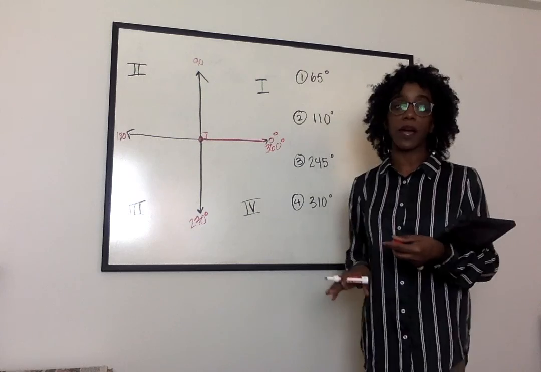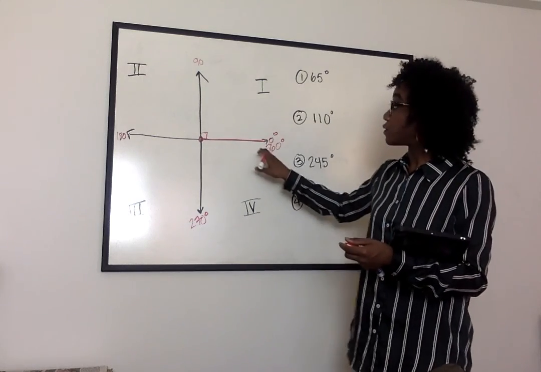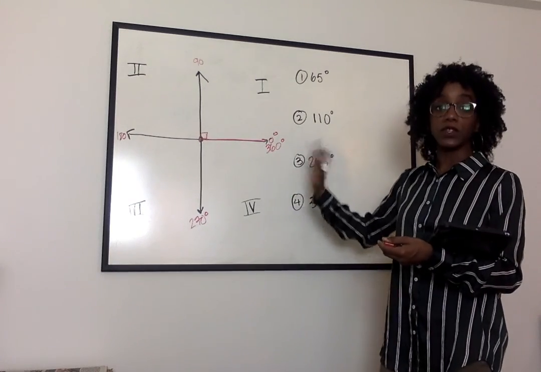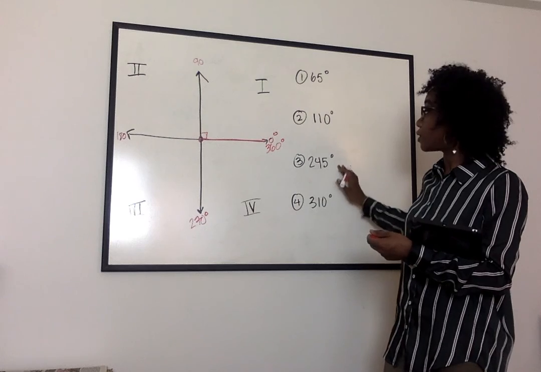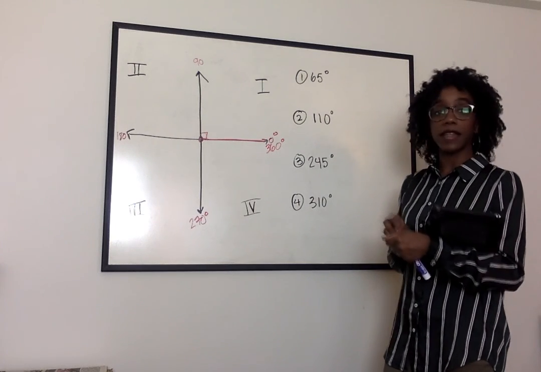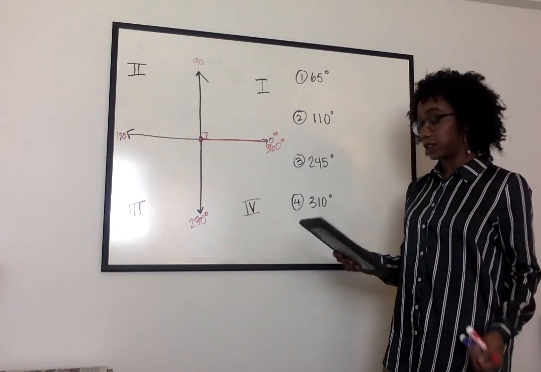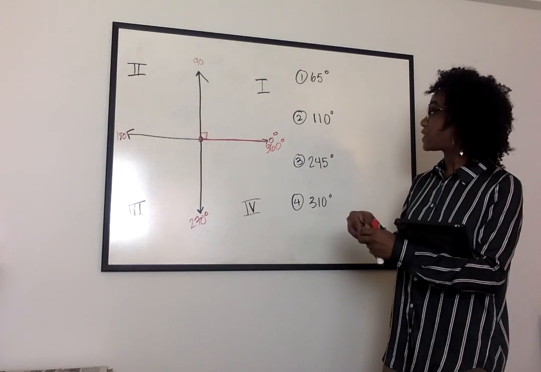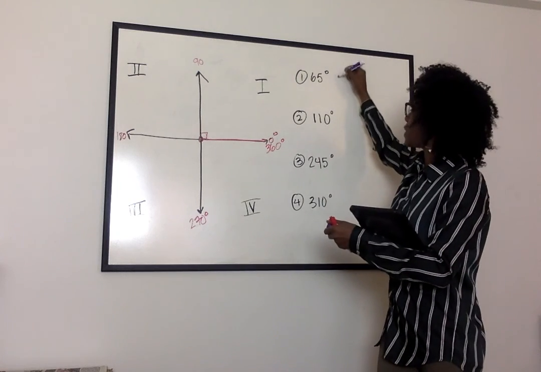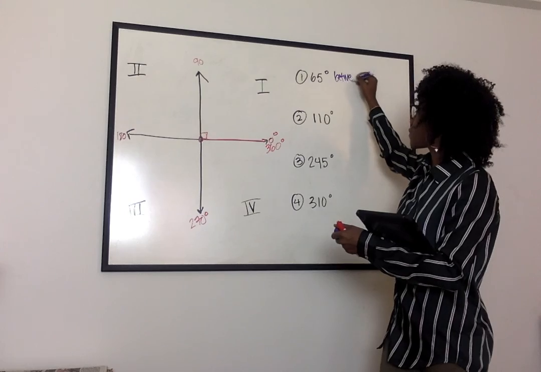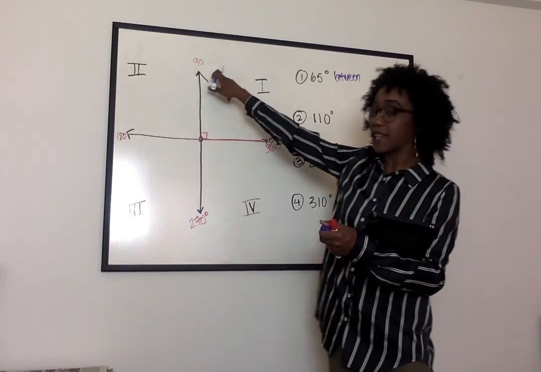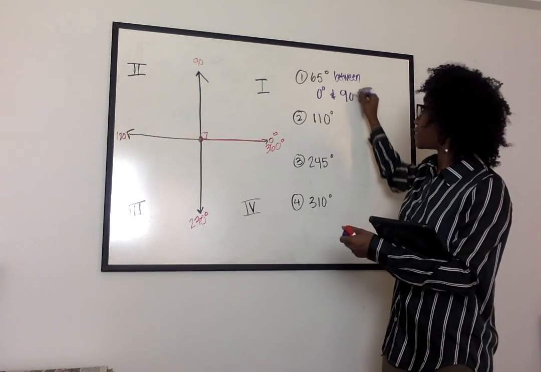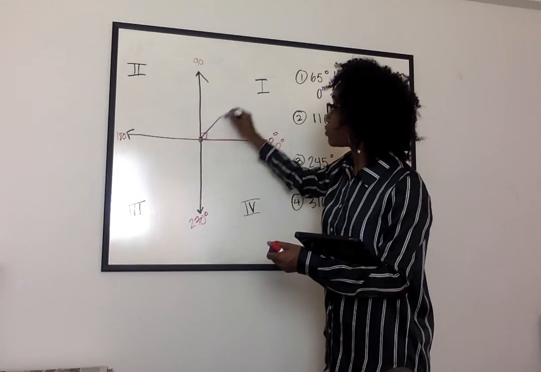Just take a moment to think about how we labeled that. Now that we know 0, 90, 180, 270, and 360, we should be able to figure out where all of these angles would fall. That's what our exploration question is asking us. So let's take a look at 65 degrees. 65 is between which two numbers? It's between 0 and 90, right? So if it's between 0 degrees and 90 degrees, we can draw our angle in this quadrant.